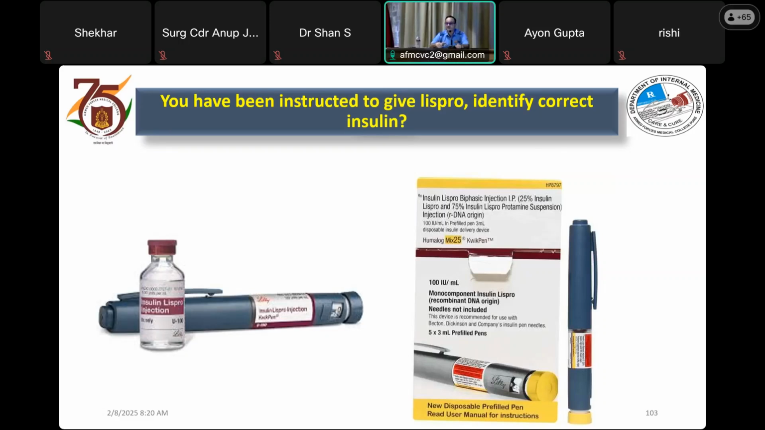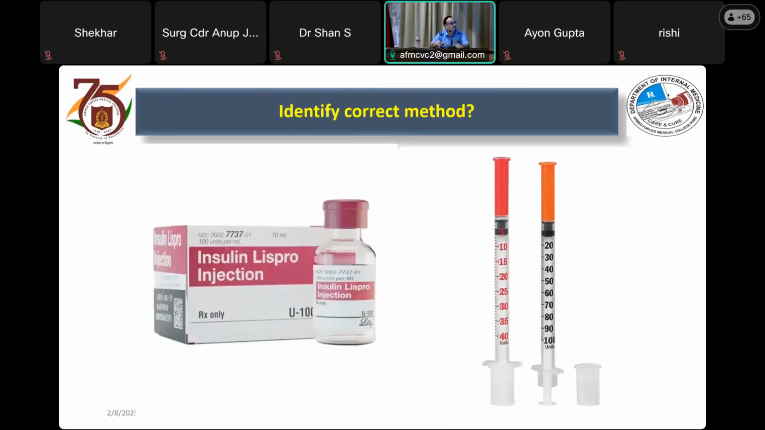So any other nursing officer student, please? You have been asked, we have a vial, this one, with this strength, U100, please focus on this, and you have these 2 syringes. So which syringe will you use to inject this insulin? Sir, for giving insulin Lispro, we'll use the syringe which contains 1 ml, 100 international units. So 1 in 100, the orange one. Orange one, very good.